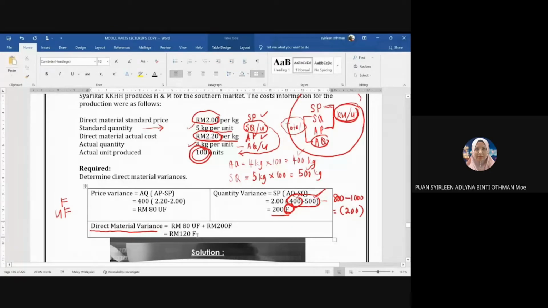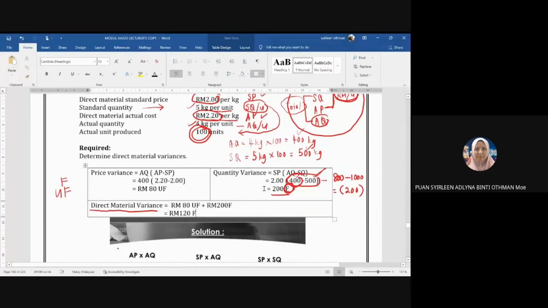Okay, tapi sebab 200 tu is favorable, 80 tu unfavorable, so dia macam awak buat MOH lah kan. Dia over apply ke under apply tu depends on siapa yang lebih berat. So here your favorable is more than your unfavorable by 120 ringgit. Okay, alright, so this is formula. Okay, menggunakan formula. Okay, so satu lagi method, kita akan guna kapal terbang lah.